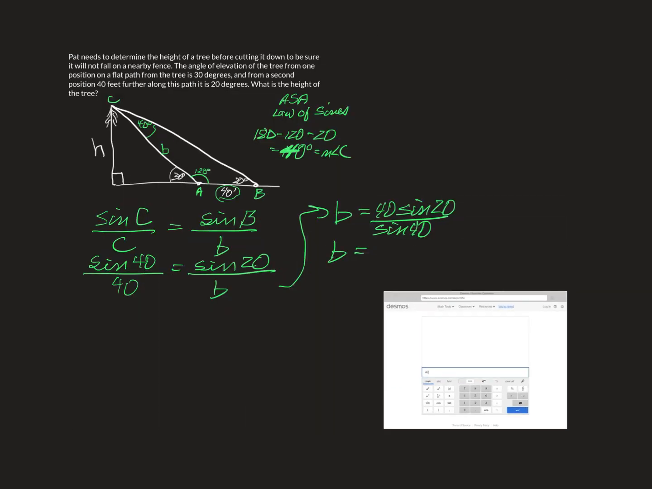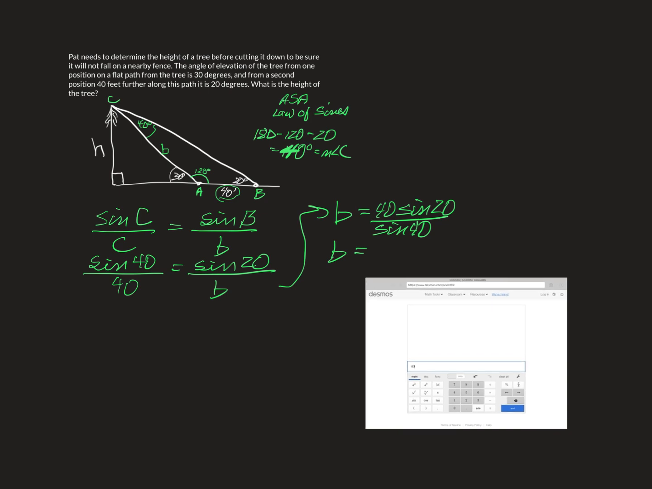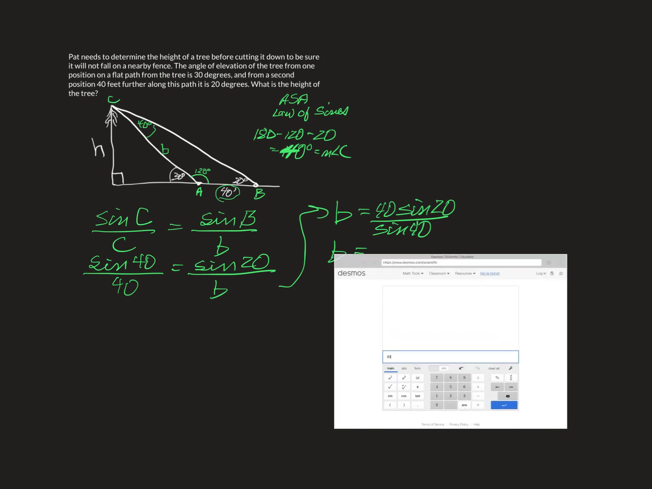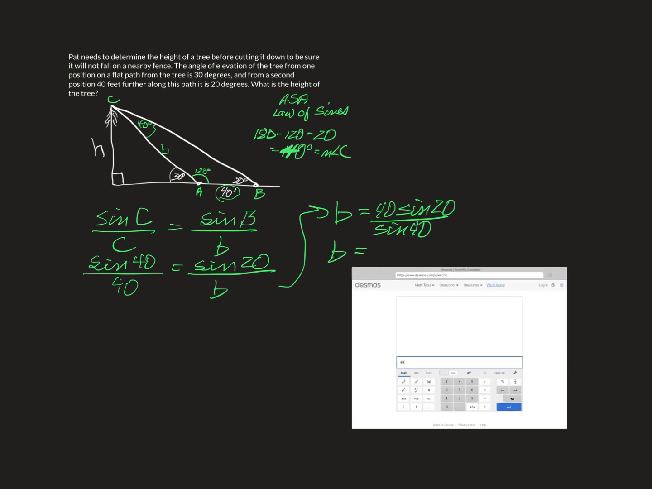Oh, there we go. I shrunk it now. 40 sine of 20. Okay, 40 sine 20. It's in degree mode, so I'm good there. Divided by the sine of 40 degrees. All right? And there's our answer.